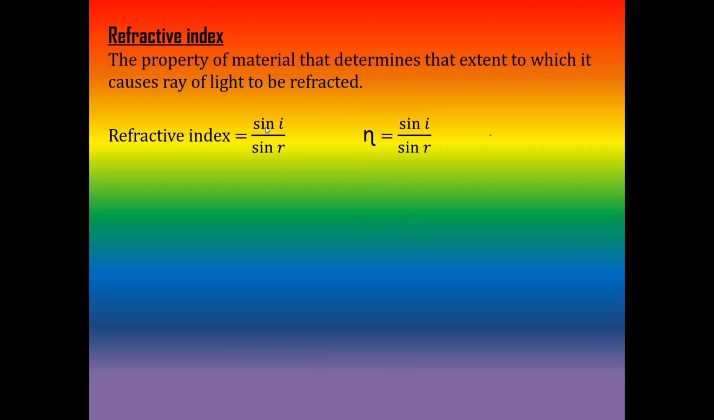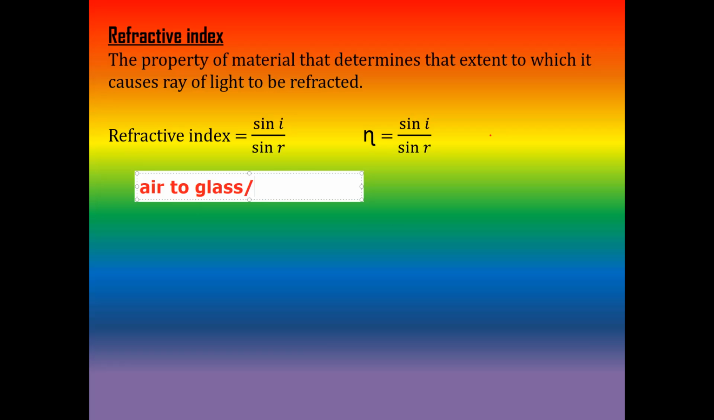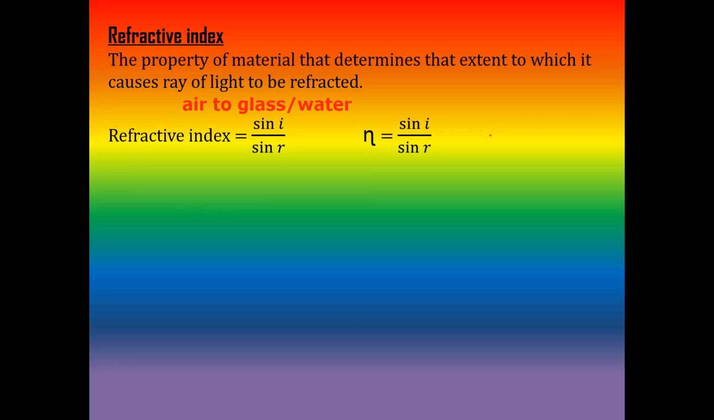The refractive index can be denoted by the formula: refractive index equals sin I over sin R. This formula is valid when the light is moving from air to glass or water. So if it travels from a rarer medium to a denser medium, from low density to high density medium, then we'll use the formula that the refractive index is equal to sine angle I over sine angle R.